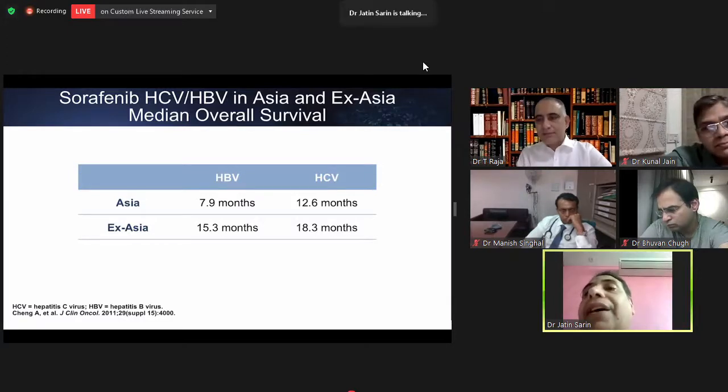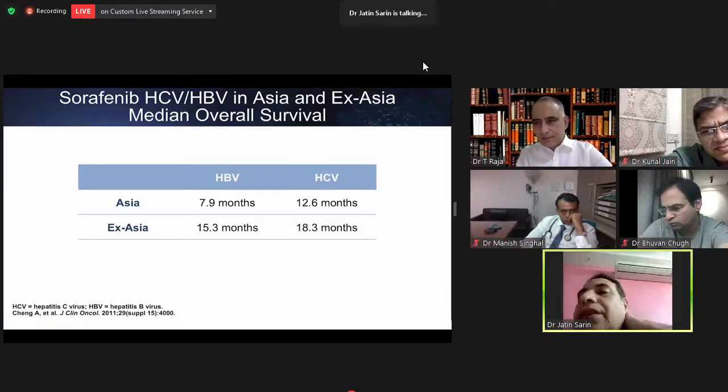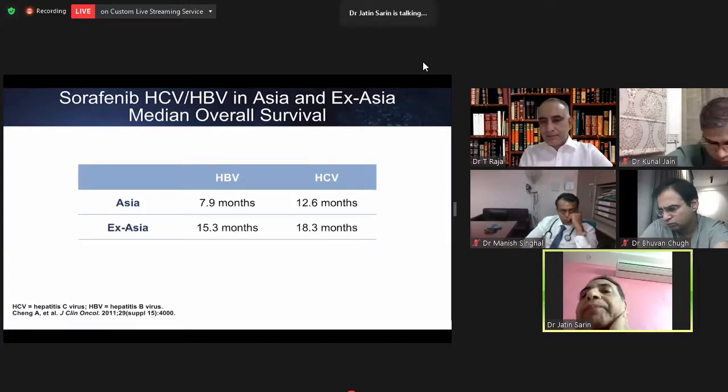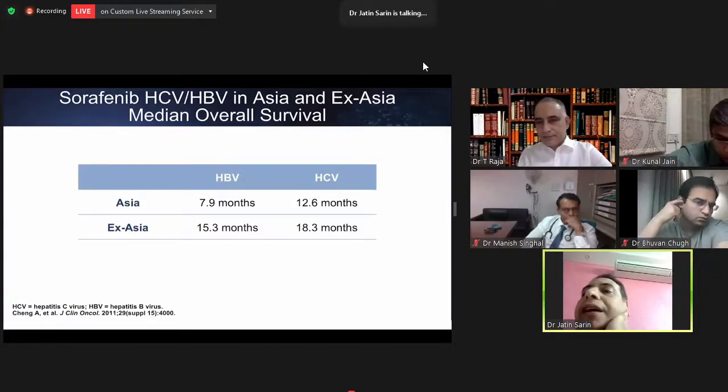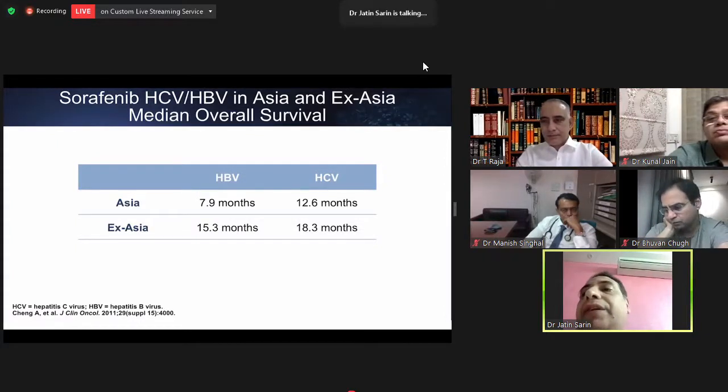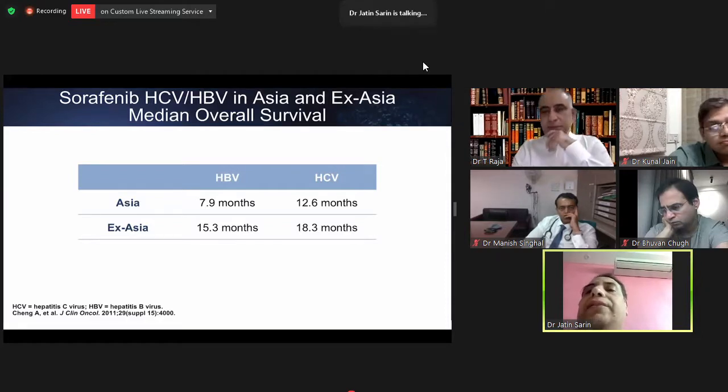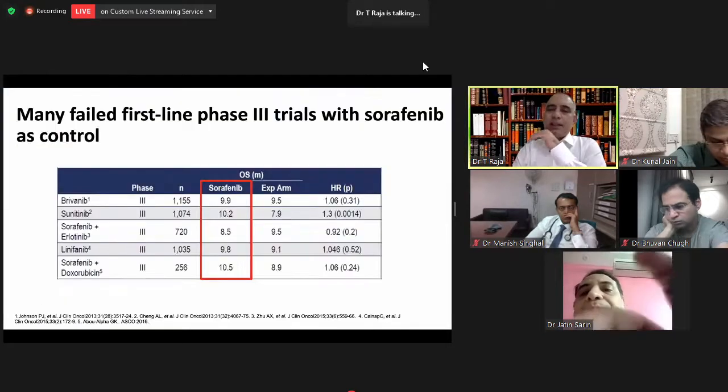So strangely, looking at this, it looks pretty strange. It doesn't perform well in hepatitis B in Asia. It's really bad, and unfortunately there are more cases of hepatitis B in Asia. But in hepatitis C, it is a good drug. We have also seen the results really well. Perfect. Thank you. That's where the data stands.